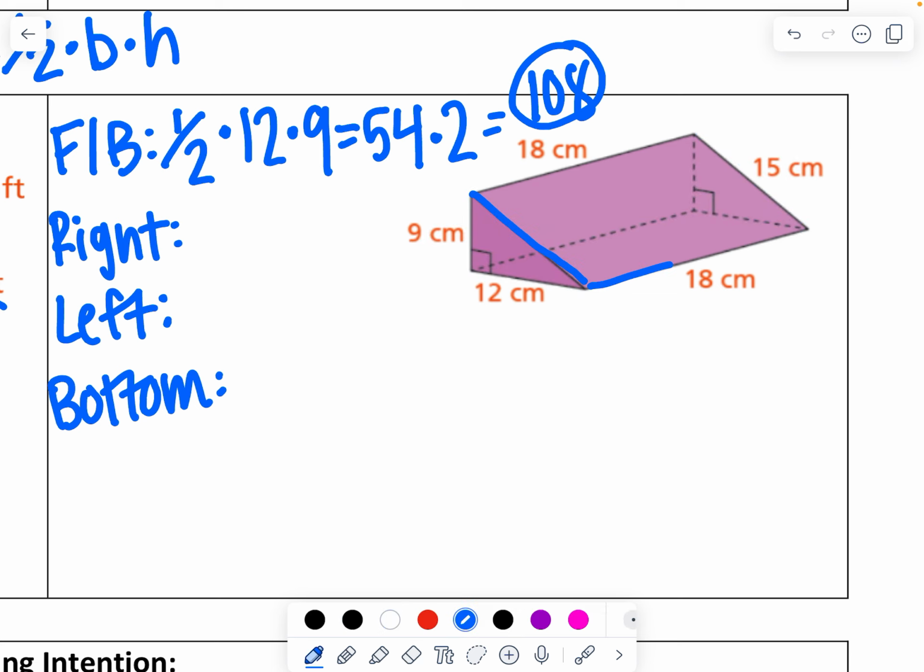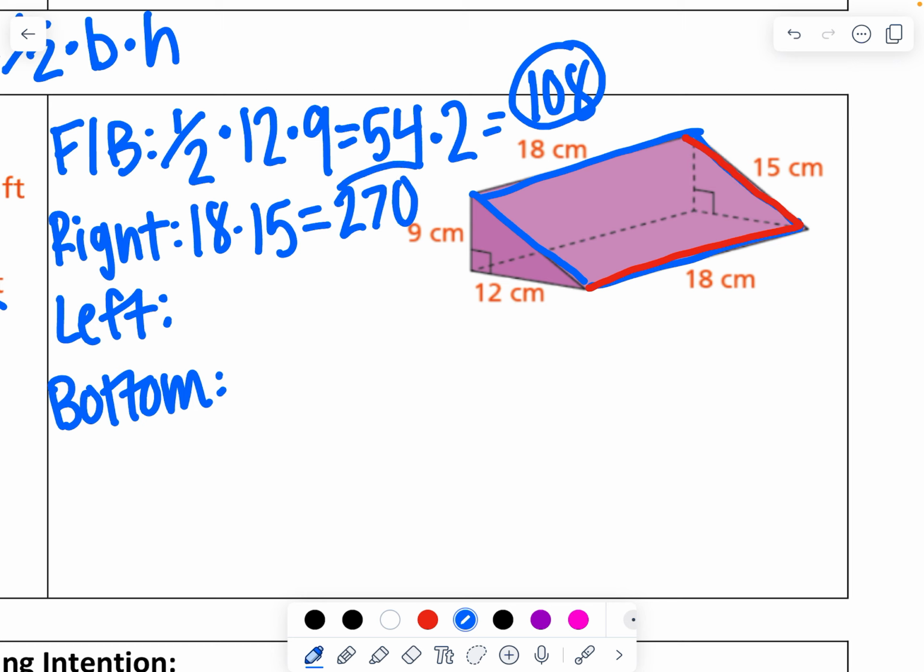So this side or face right here. Okay. So as I outline, look for the numbers that make that up. So we have 18 and 15. So that's what we're going to be multiplying. We do not multiply by 1/2 because it's not a triangle. We just do 18 times 15 in our calculators. And you should get 270. That's our second number. I don't want to cover the number, so I'm going to erase the circle.